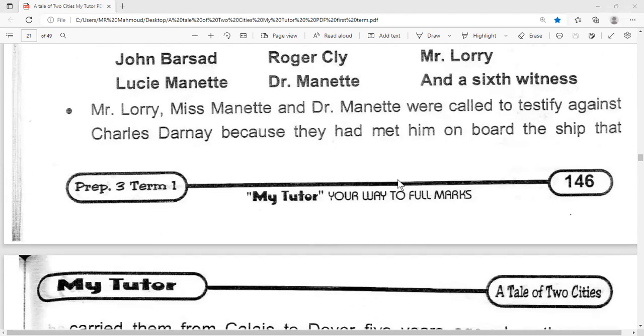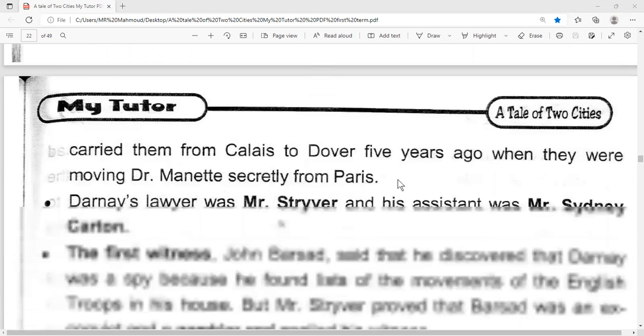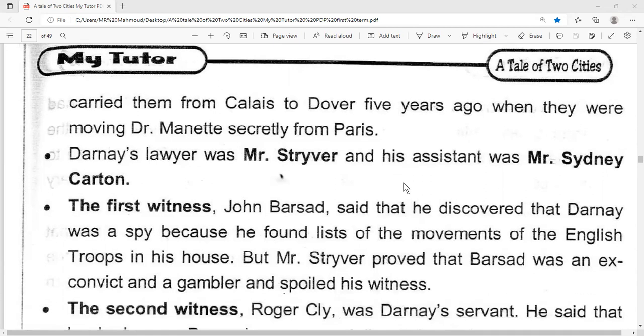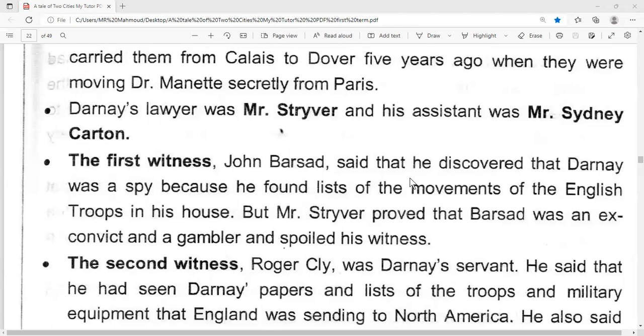Mr. Lorry, Miss Manette, and Dr. Manette were called to testify against Charles Darnley because they had met him on board the ship that carried them from Calais to Dover 5 years ago, when they were moving Dr. Manette secretly from Paris. Darnley's lawyer was Mr. Stryver, and this is the first time we see this character, Mr. Stryver, and his assistant was Mr. Sydney Carton.